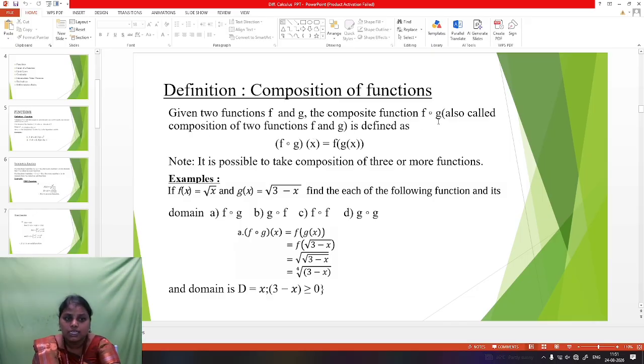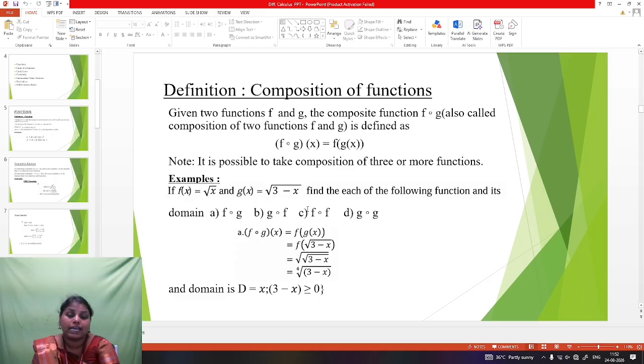F composite g, also called the composition of two functions f and g, is defined as f composite g of x equal to f of g of x. Composite applies for this f of g of x. Note, it is possible to take the composition of three or more functions. The example: if f of x equal to root x and g of x equal to root of 3 minus x, find each of the following functions and its domain.